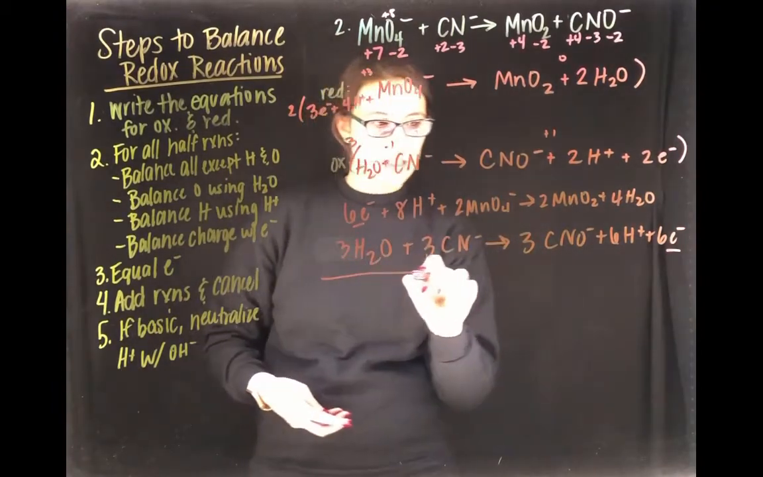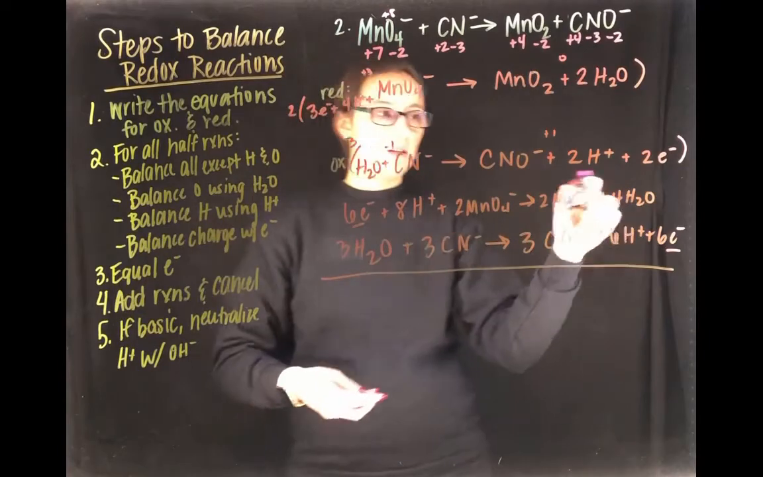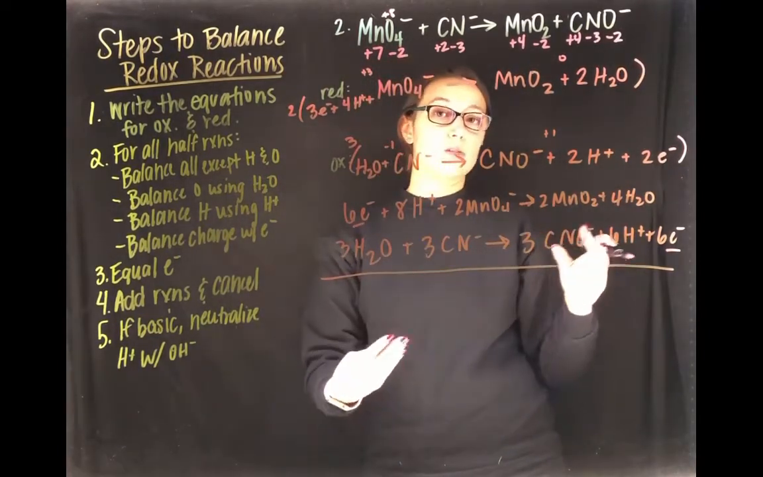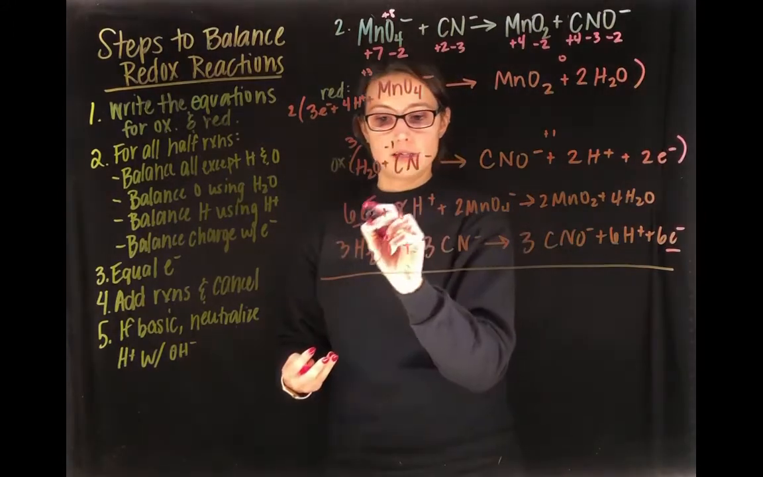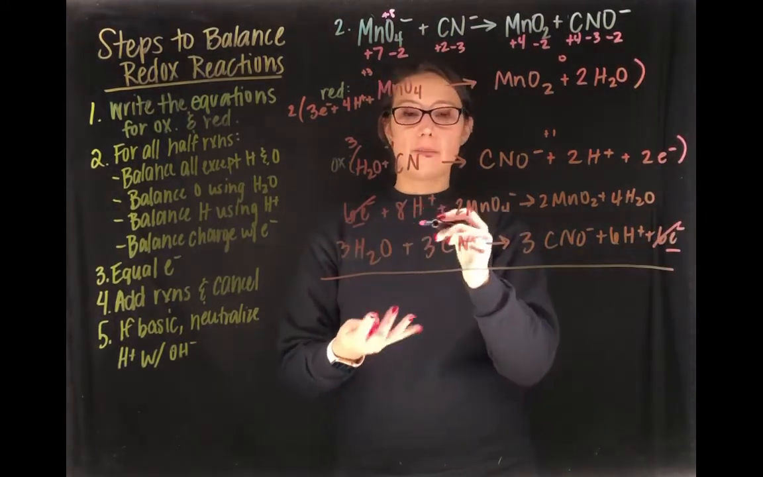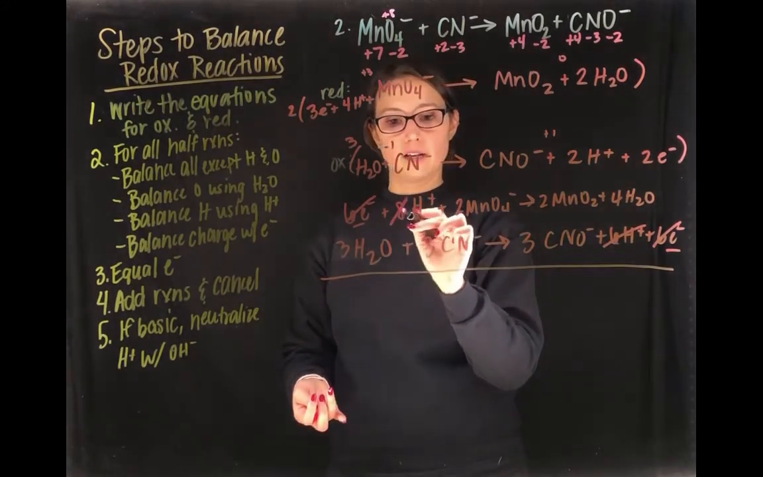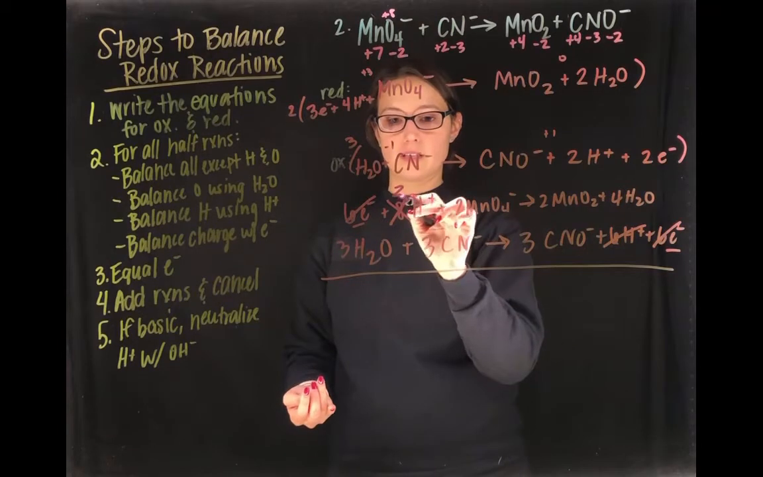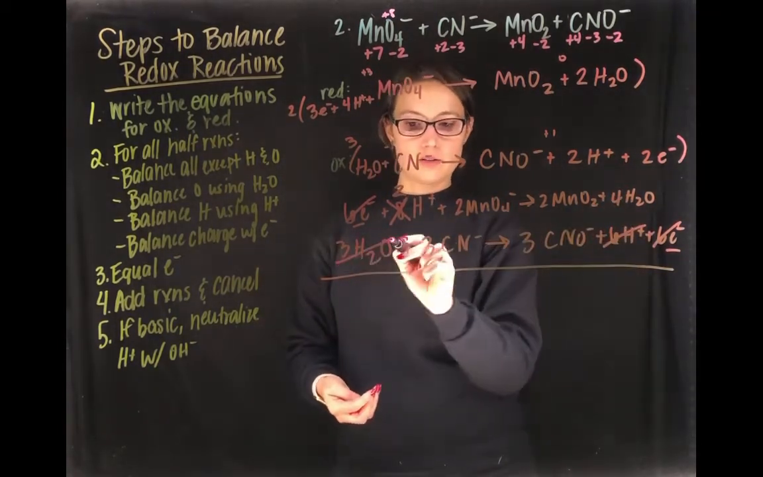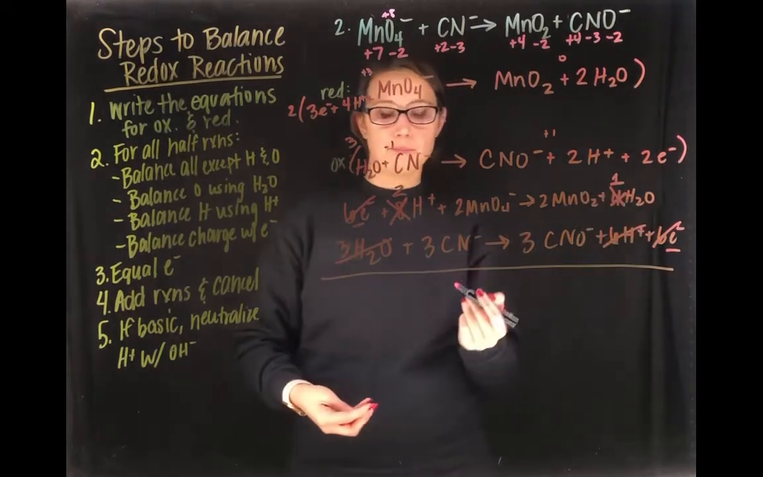So when I add these together, anything that is on the left and the right can cancel. And it doesn't have to be everything that cancels either. So if you notice, 6 electrons will cancel. But I also will have some H⁺ canceling. I have 6 here, 8 here. If I cancel 6 of them out, it leaves me with 2. I have 4 waters here, 3 waters here. So if I cancel out 3 of the waters, that leaves me with 1.